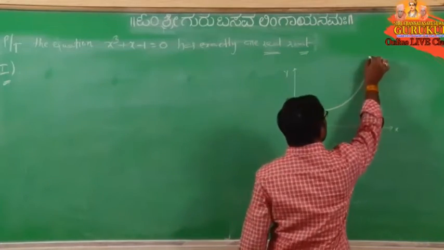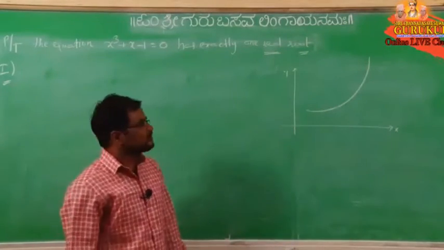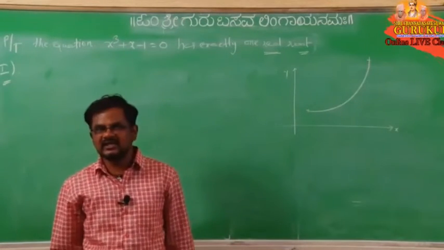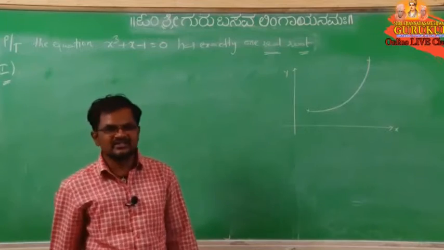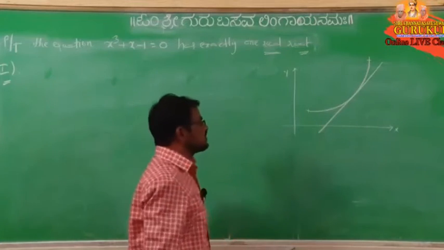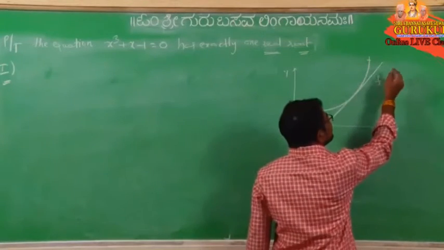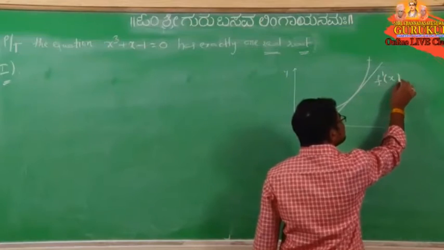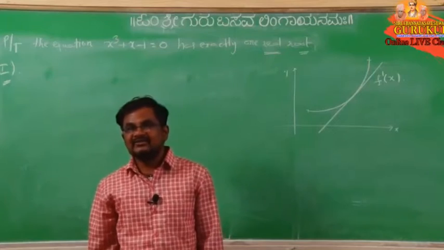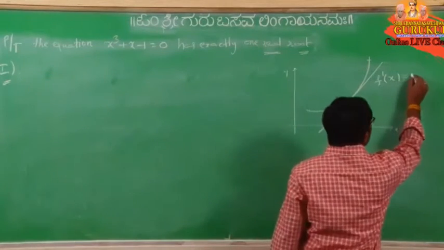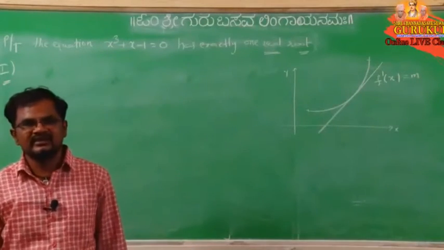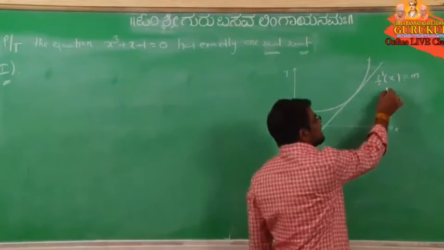So this is one curve. From here to here, if you take an interval, anywhere you can take the tangent, because it is a smooth curve, so differentiable. Now you take one tangent to this curve. Any line touching the curve is a tangent, and the slope of the tangent is denoted by f dash of x or dy by dx, as I said in the last class.